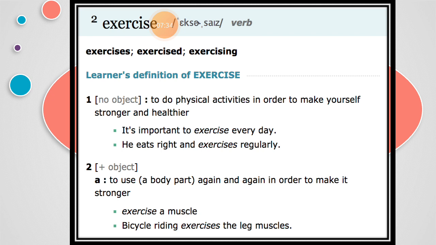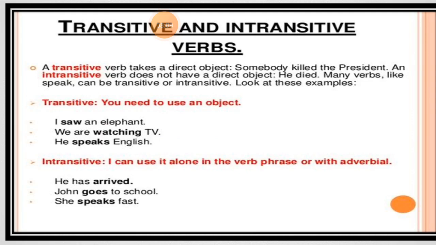Here is another word, exercise. Exercising means to do physical activities in order to make yourself stronger and healthier. So it's important to exercise every day. He eats right and exercises regularly. Here we can see that there are no objects, and in the case exercise a muscle. Exercise what? A muscle. Bicycle riding exercises the leg muscles. So in the second part they are transitive, and in the first sentences here it is intransitive. So let's revise transitive and intransitive verbs.